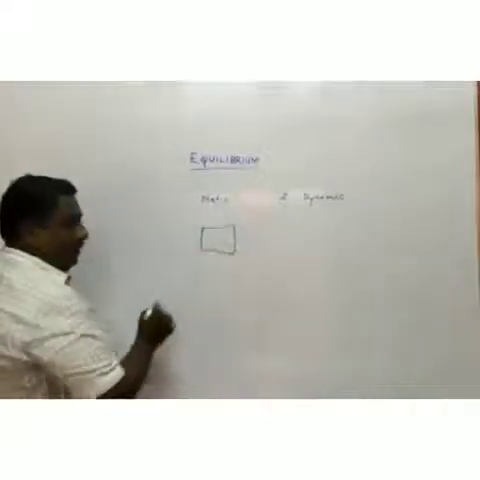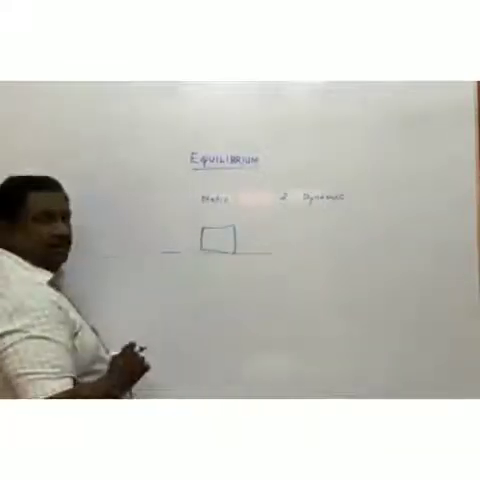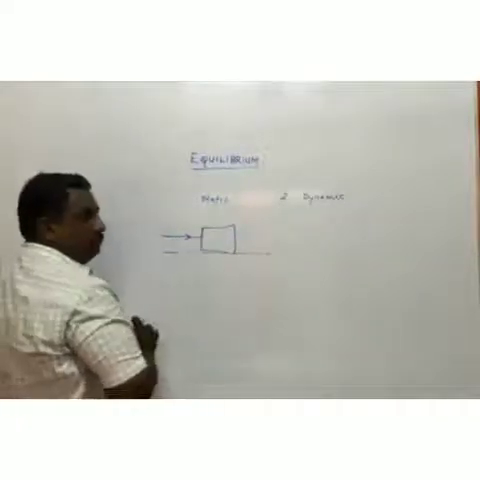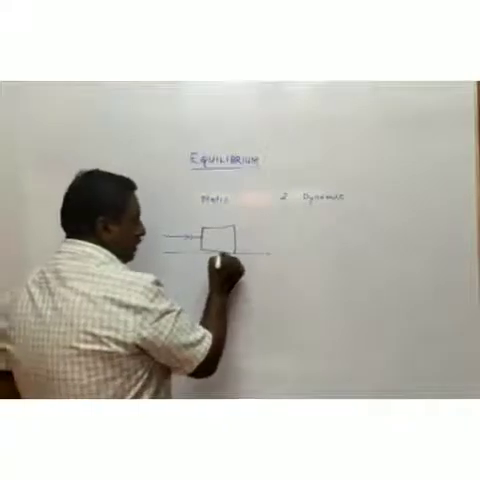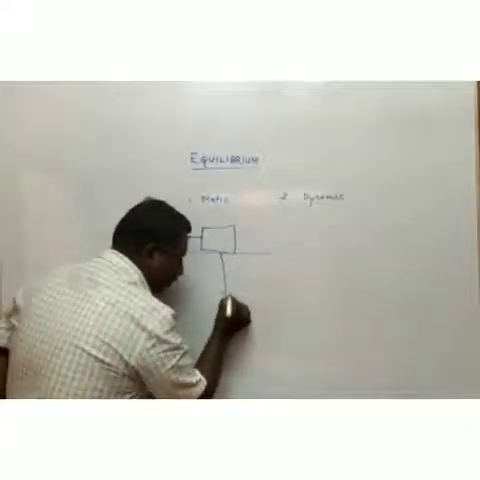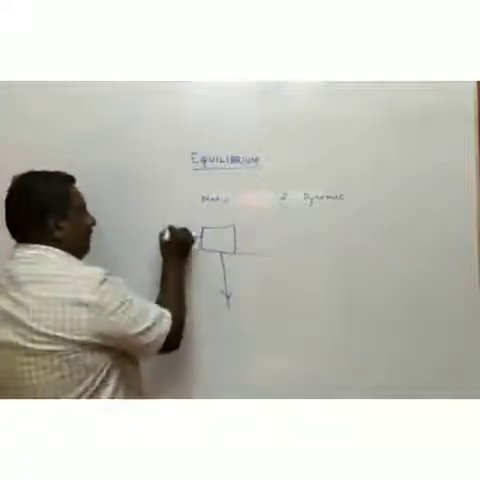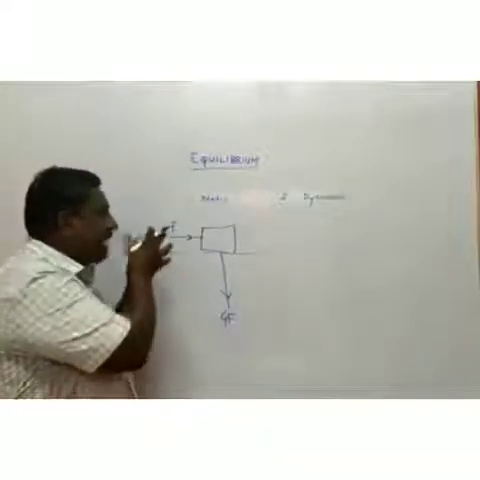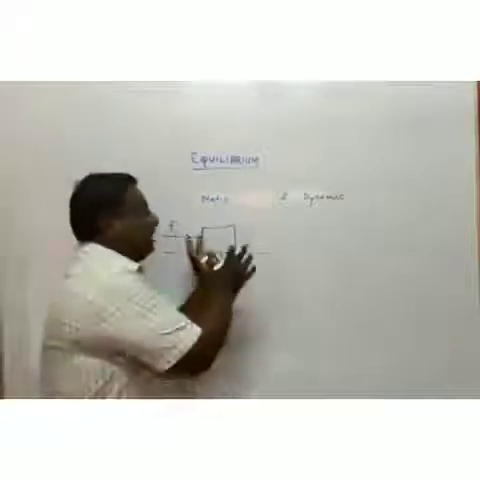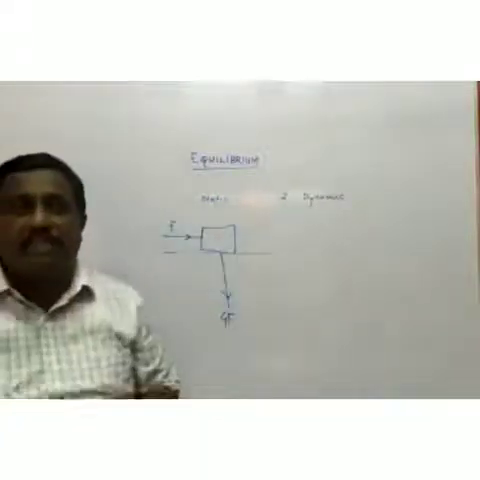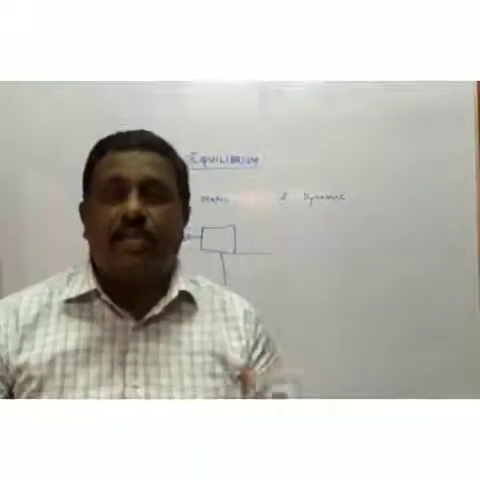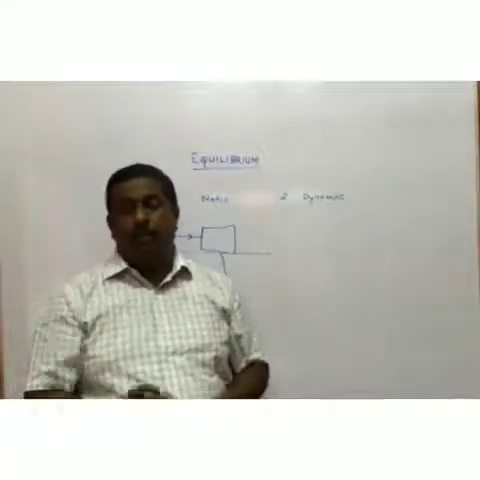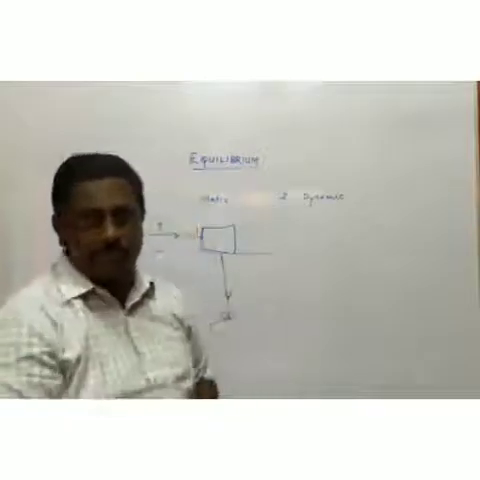Suppose we have a body here, placed on a table. I am applying a force here. Actually, there is a gravitational pull downwards. I am applying a force here, there is the gravitational force, and several forces acting on that body, but the body is not changing its position. Then we can say that the body is at equilibrium.